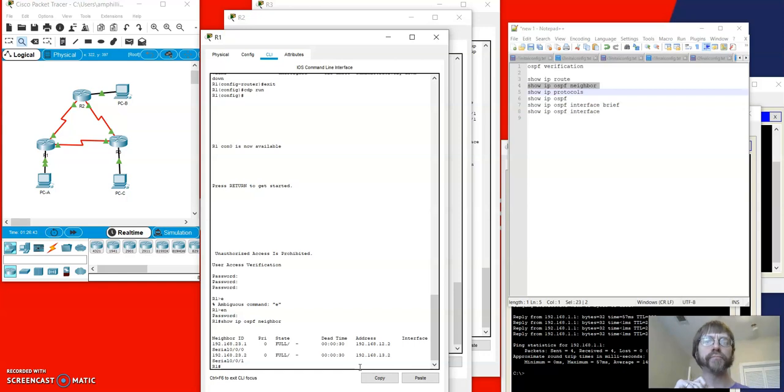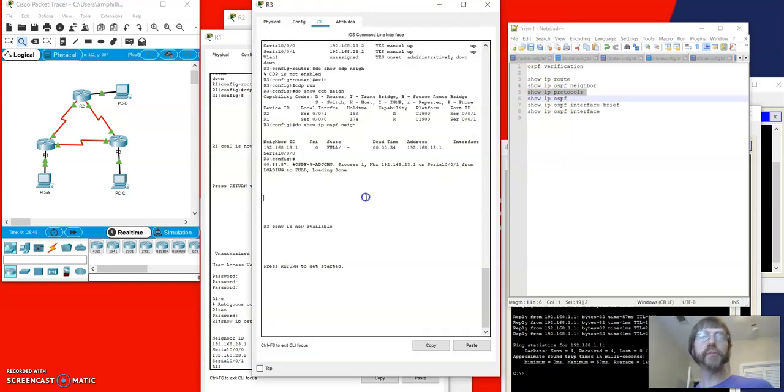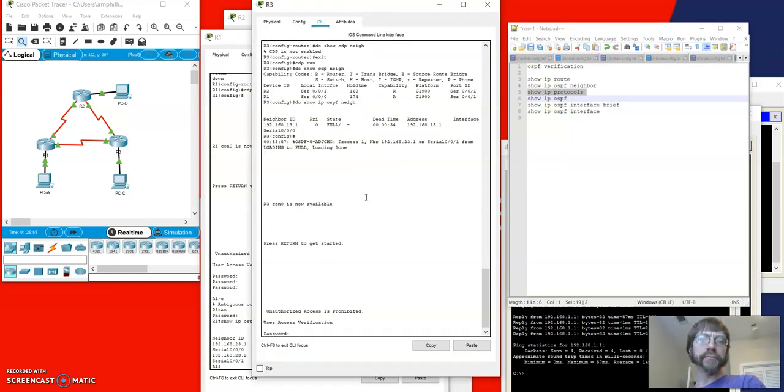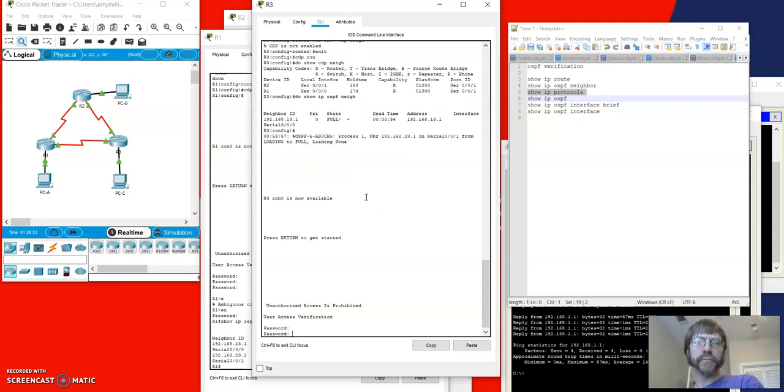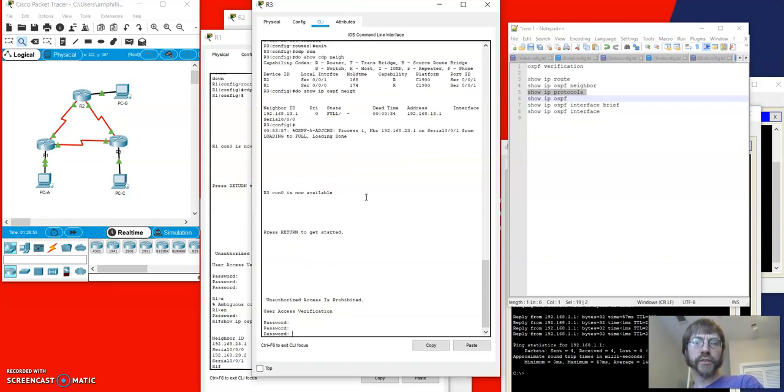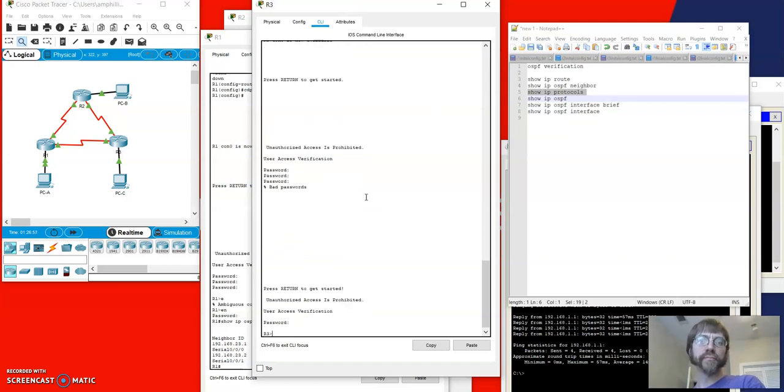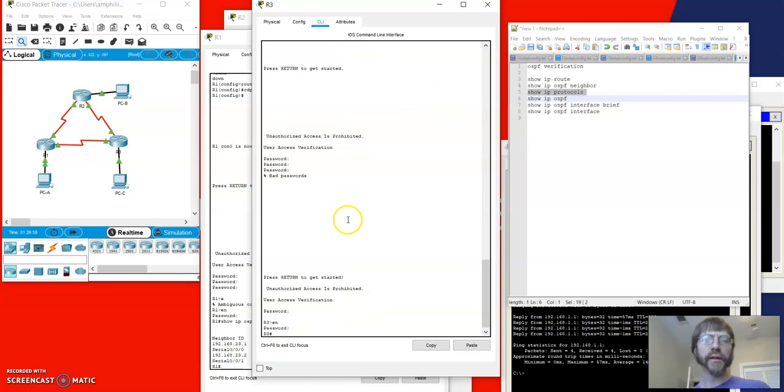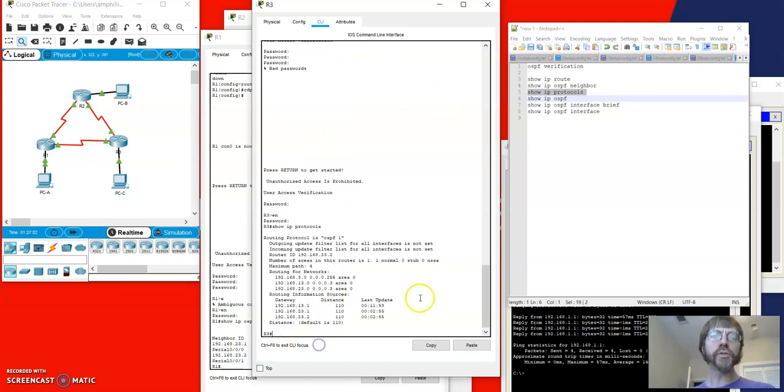So next one, show IP protocols is another good one. Let's look at IP protocols. Show IP protocols will also tell you some important information. Who are you talking to? And what administrative distance are they using?